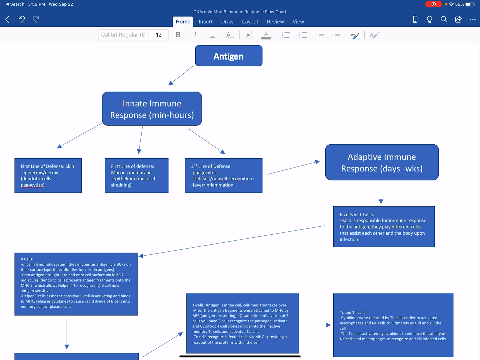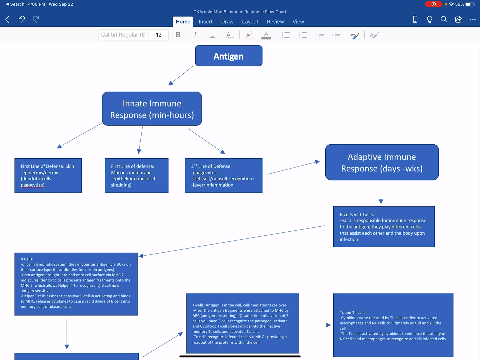And within that, you have dendritic cells, which we'll talk about later, whose whole goal is to phagocytize these pathogens. Next, also in that first line of defense are the mucous membranes, which on the inside have the epithelium. A lot of times that antigen can get to this part and the dendritic cells will phagocytize these pathogens, or via mucosal shedding of the epithelium, these cells will break down and get shed and pushed away, so the antigen is not able to attach and cause infection.